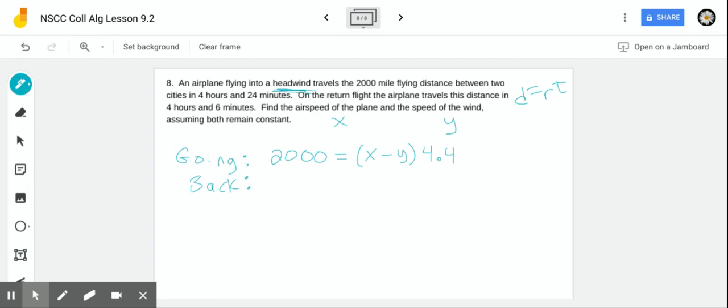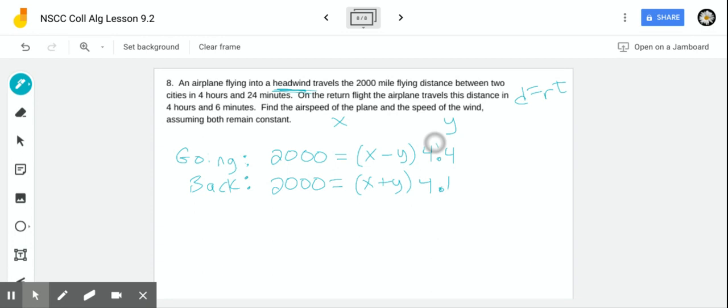Okay, on the way back, it is still 2,000 miles between each of these. The speed of the plane is the same, but now the wind is at the back of the plane, so they're kind of working together. So it's x plus y. And this time the trip takes 4 hours and 6 minutes. Now 6 out of 60 is 0.1, so it's 4.1. Okay, so these are the two equations that we need to solve for.